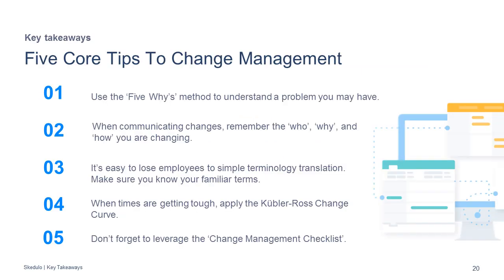And that brings us to the end of our 3 core points of discussion. So, what did we discuss, and what are the key takeaways that you can take away from this webinar? Make sure you use the 5 whys method to understand a problem that you may have. And when you're communicating changes, remember the who, why, and how of your communication. It's easy to lose employees to simple terminology translation, so make sure you know your familiar terms. When times are getting tough, remember the Kubler-Ross change curve. And finally, don't forget to leverage the change management checklist that we've provided.